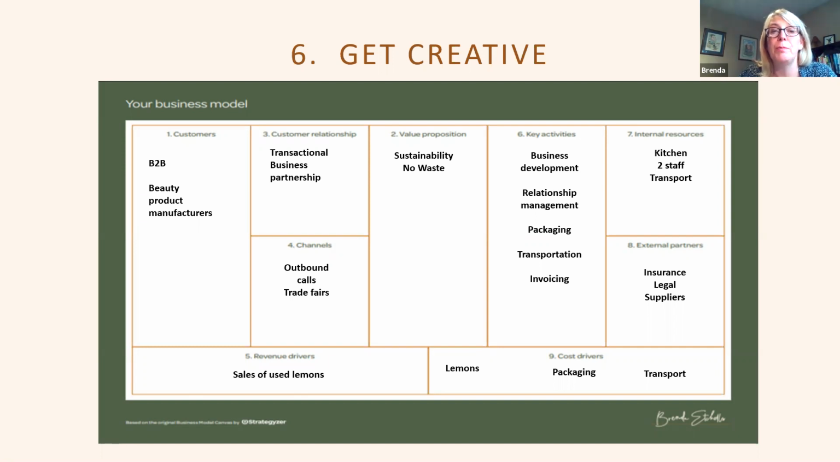It's a transactional business partnership now I'm getting into. I might need to attend trade fairs to talk to beauty manufacturers. And my revenue driver here is a sale of the used lemons. So I'm going to have to do some business development, build relationships. There's packaging, transportation, invoicing. Yeah, probably need some insurance, some legal, suppliers.